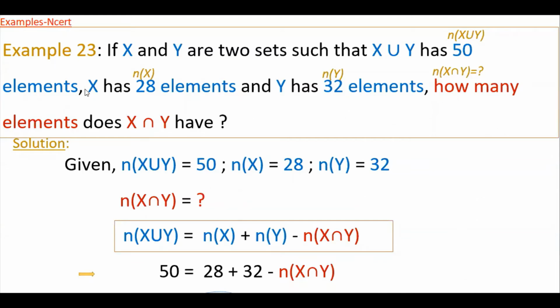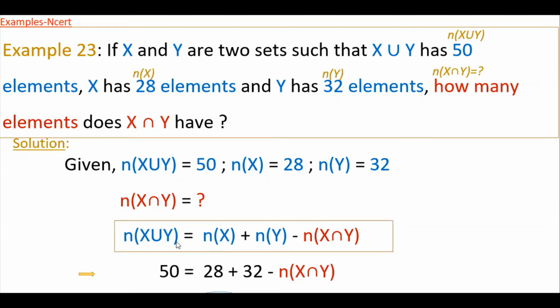These are examples from NCERT. Example 23. If X and Y are two sets such that X union Y has 50 elements, X has 28 elements, and Y has 32 elements, how many elements does X intersection Y have? So here the number of elements in X union Y is 50, so n(X union Y) is equal to 50, n(X) is 28, and n(Y) is equal to 32. And here you have to find how many elements are in X intersection Y. So n(X intersection Y) you have to find.